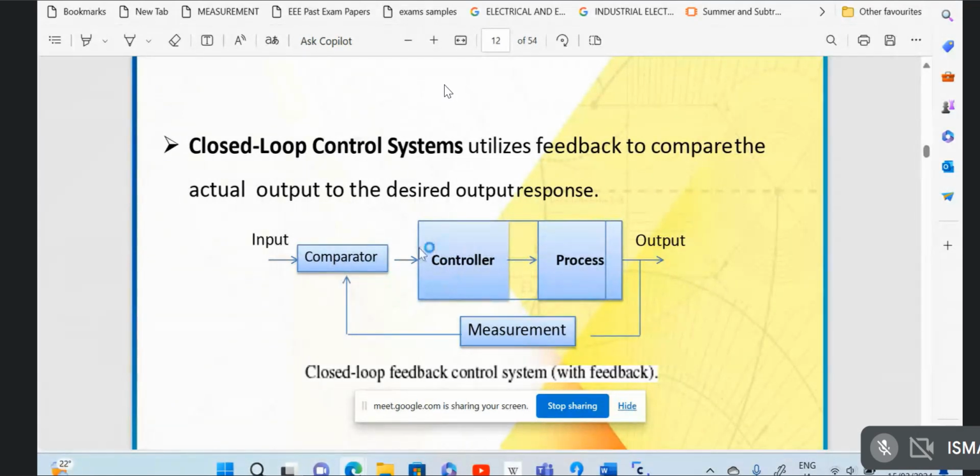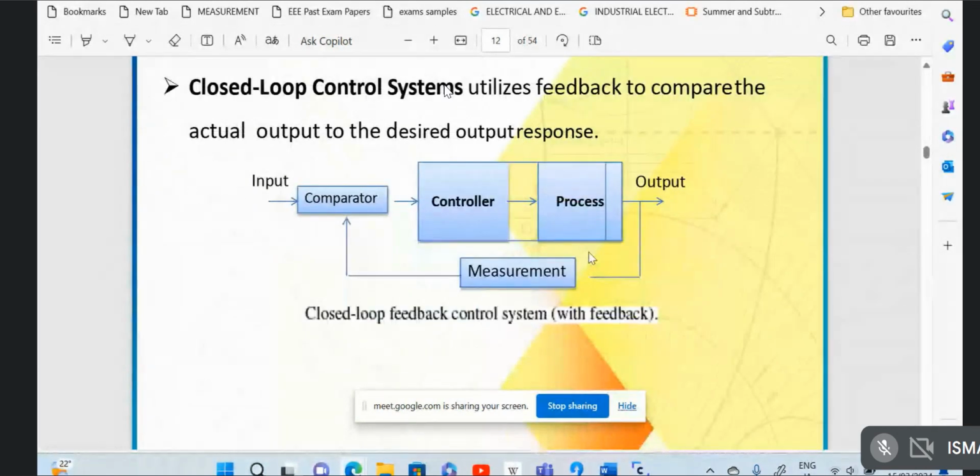If the comparison is almost zero, then there is no correction needed and the process is normal. But if the output is against the reference, then the controller has to work. The controller has to do something to make the process run as per its set value.